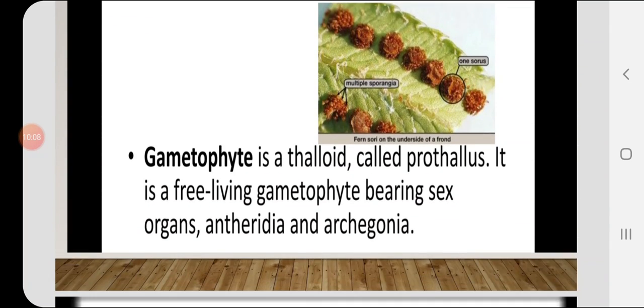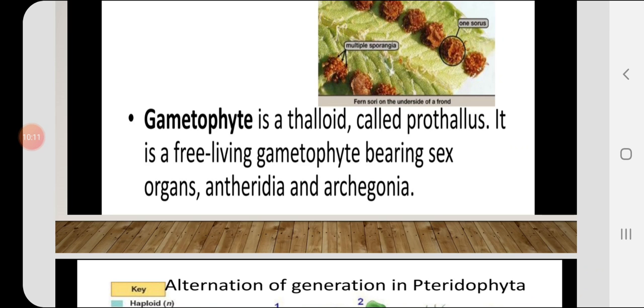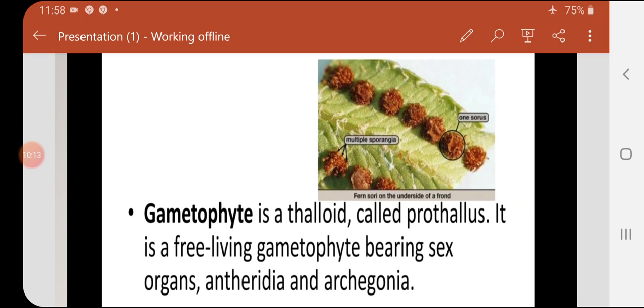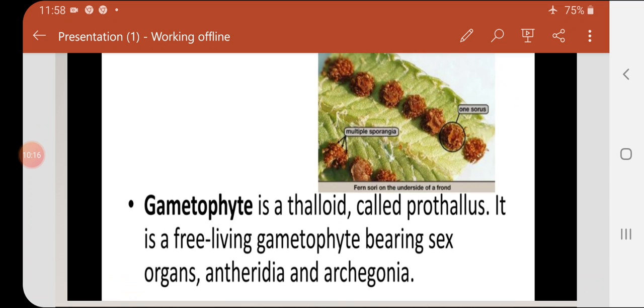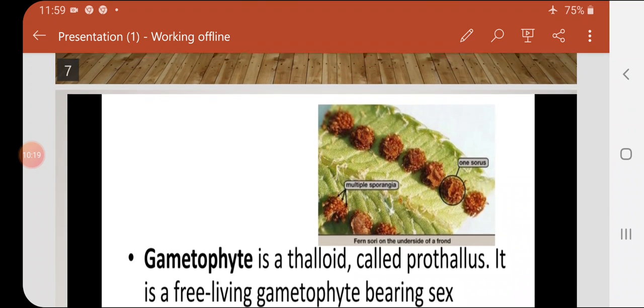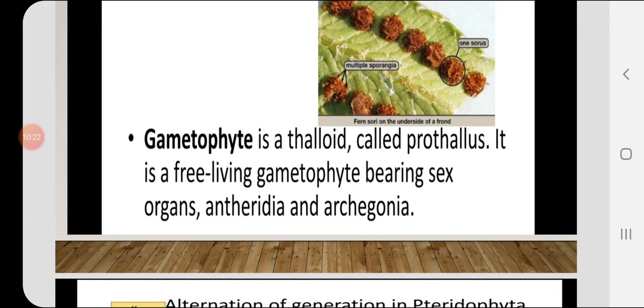Next is the gametophytic phase. We have seen the sporophytic phase. The gametophytic phase is thalloid and is called the prothallus. It is a free-living gametophyte bearing sex organs such as antheridia and archegonia. The male reproductive part is known as antheridia and the female reproductive part is known as archegonia. Gametophyte is thalloid, that means flat.